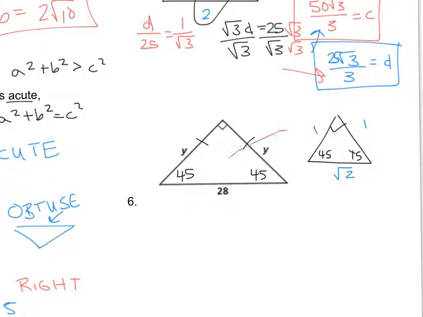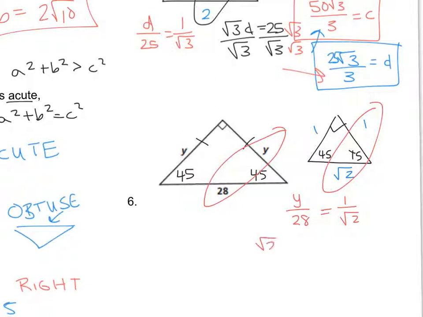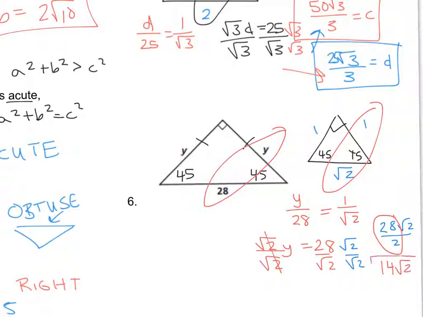Now I can use proportions to solve for y. So it's y is to 28 as 1 is to root 2. Cross multiply, root 2 y equals 28. Divide both sides by root 2. And then rationalize. So I have 28 root 2 over 2. 28 divided by 2 is 14 root 2.